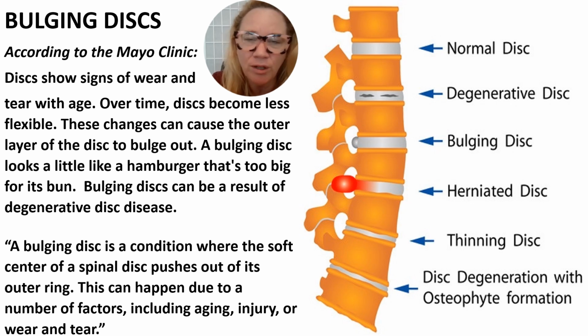According to the Mayo Clinic, it's kind of like a hamburger that's too big for its bun, okay? The hamburger's bulging out the side. That's the same thing that's happening with our vertebral disc in between our vertebrae. So to quote Mayo Clinic, they said a bulging disc is a condition where the soft center of the spinal disc pushes out of its outer ring. And this can happen due to a number of factors, including aging, injury, and wear and tear.